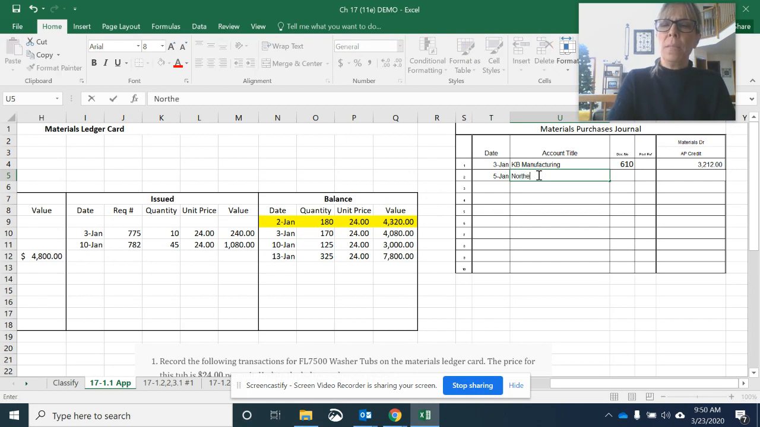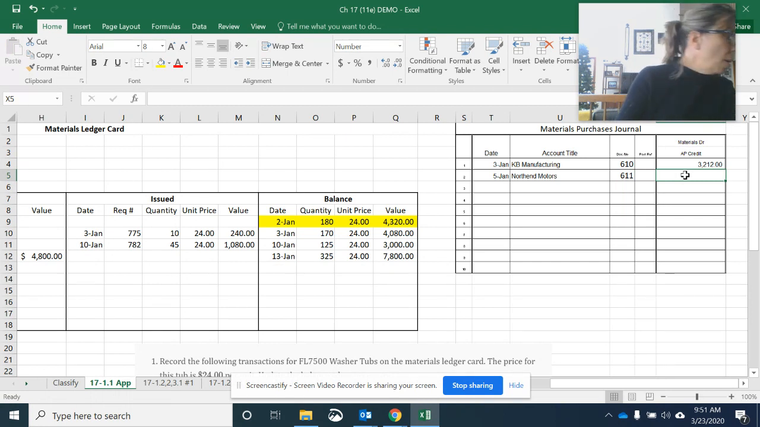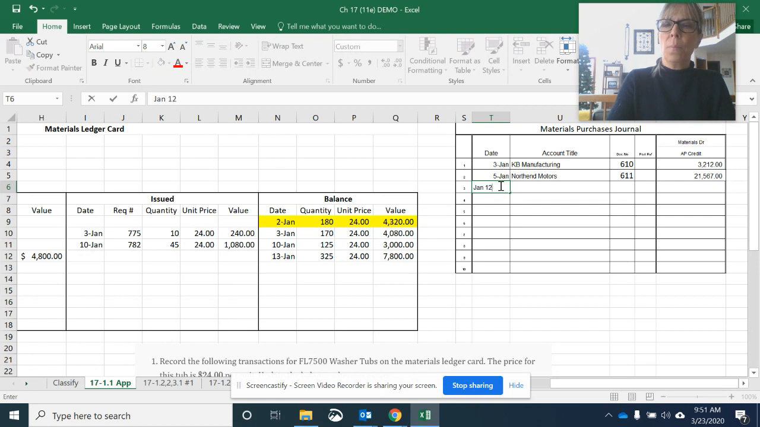Okay. North End Motors is our account title, and this is 611. Format paint these two so they're the same. And then how much is it? $21,567. Okay, next one, January 12th. This is just like in class, right? Yes.